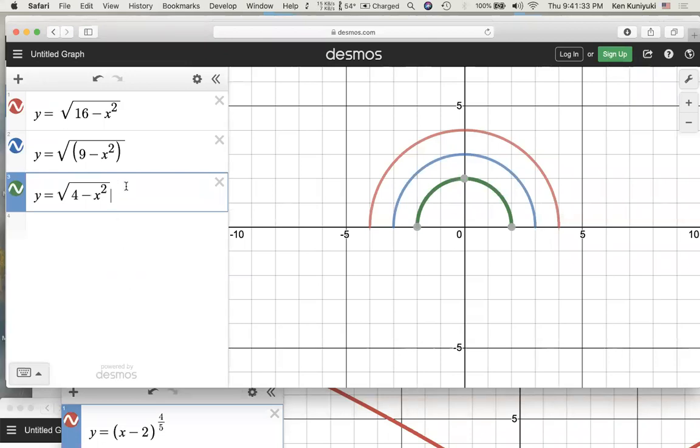Oh, well, that would be harder. Do you mean this? That's a harder graph, with the plus x squared inside of the radical. Oh, again, that would be harder. Good question, though, and I encourage you to experiment on Desmos.